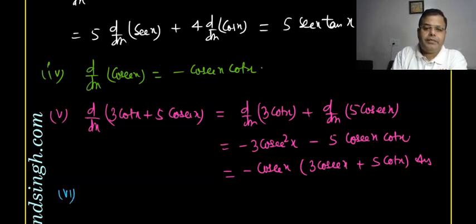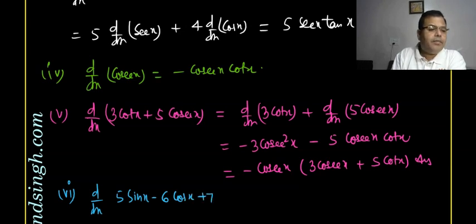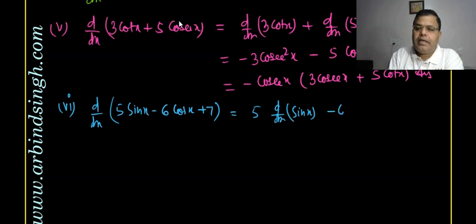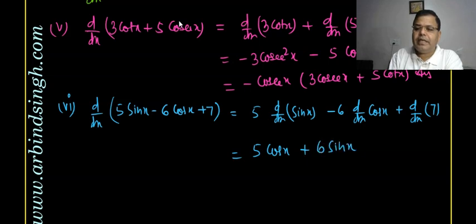Now part 6 is given: d by dx of 5 sin x minus 6 cos x plus 7. This can be written as 5 times the derivative of sin x minus 6 times the derivative of cos x, because constants can be taken outside, and d by dx of 7. This is an independent constant, so the derivative will be 0. The derivative of sin x is cos x, and the derivative of cos x is minus sin x, so it will be 5 cos x plus 6 sin x, and this will be 0, so that will be the answer.